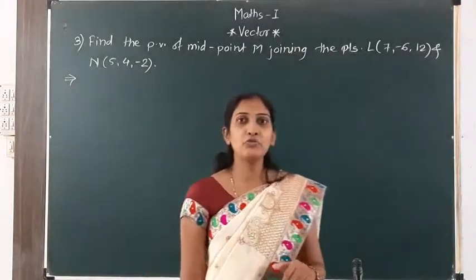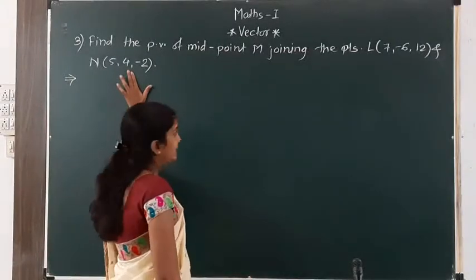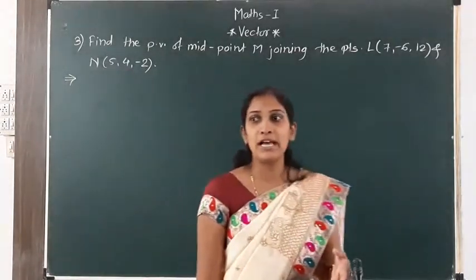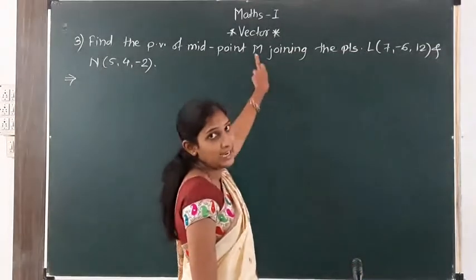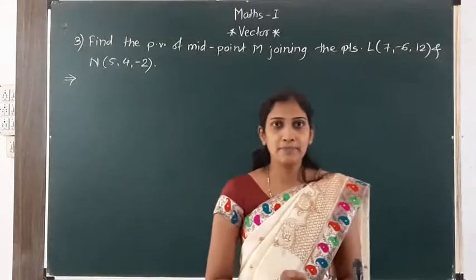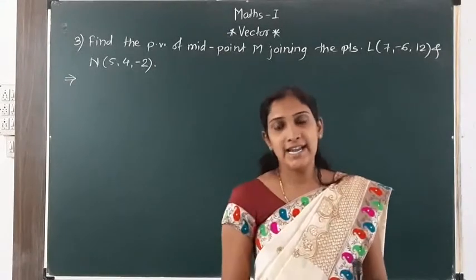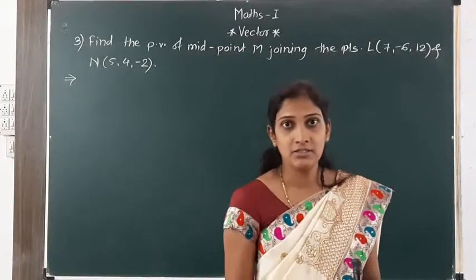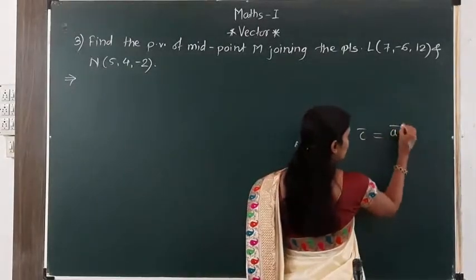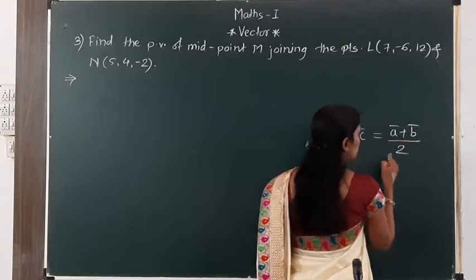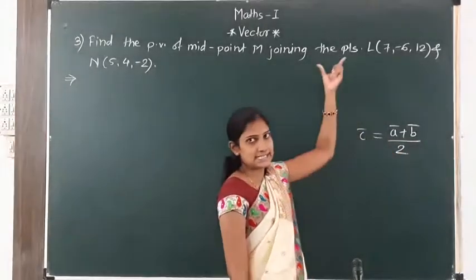Firstly we have to find the position vectors of L and N, and then using the midpoint formula we will find the position vector of M. Now, what is the midpoint formula? Suppose there is a line AB, or vector AB, and C is the midpoint of AB, then C bar is equal to (A bar plus B bar) divided by 2. This is the midpoint formula. We use it in this example.